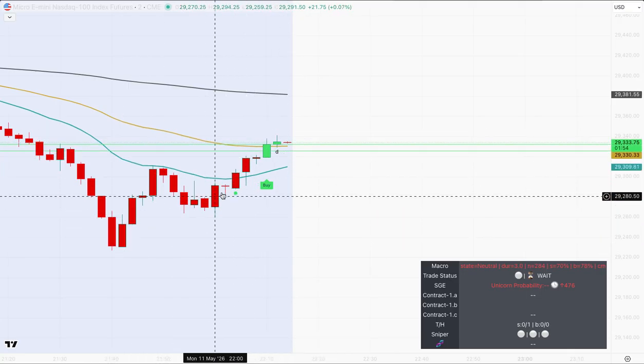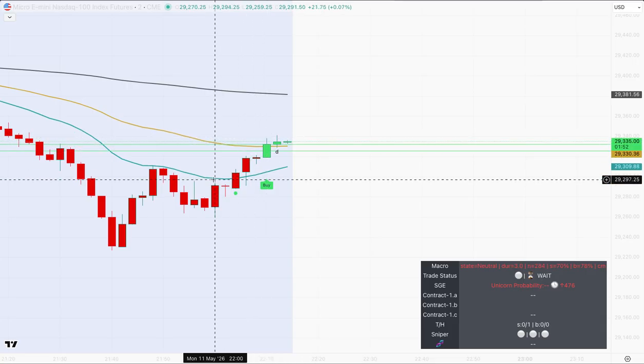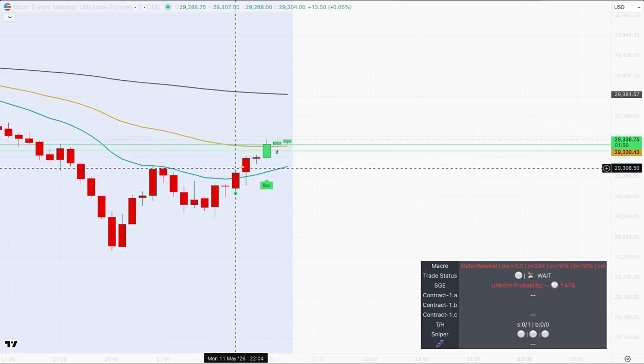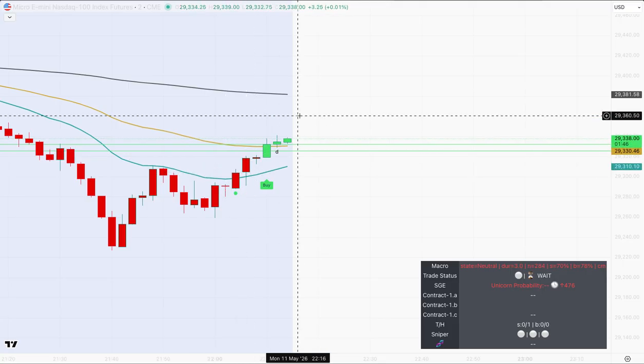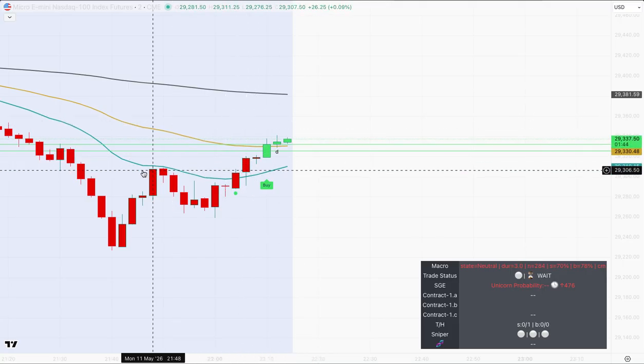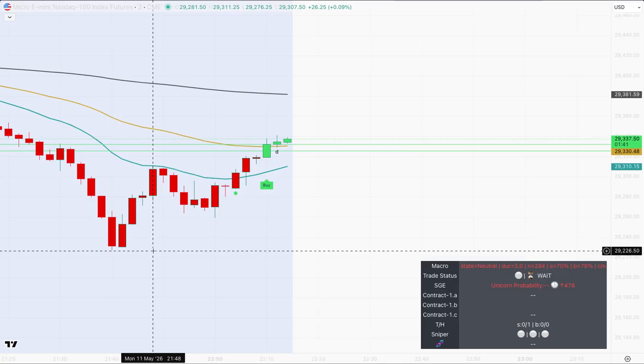But from what I can see here, I believe there's a good kind of reversal happening here, because this definitely here looks like a safe, what is that, swing point.